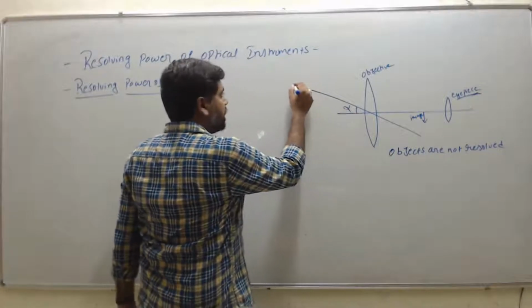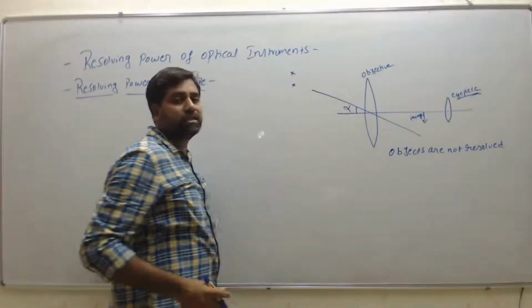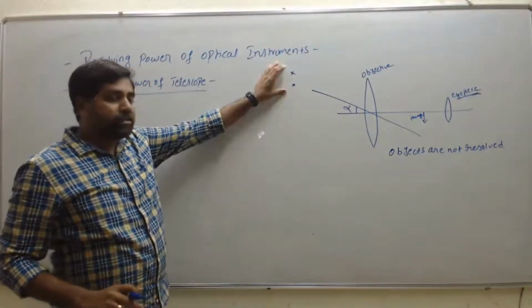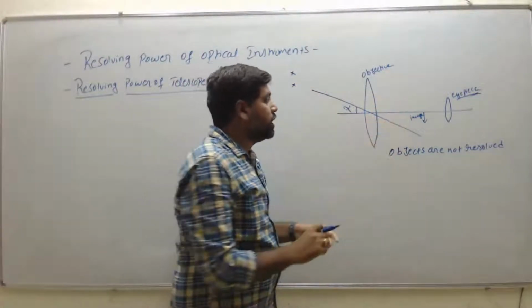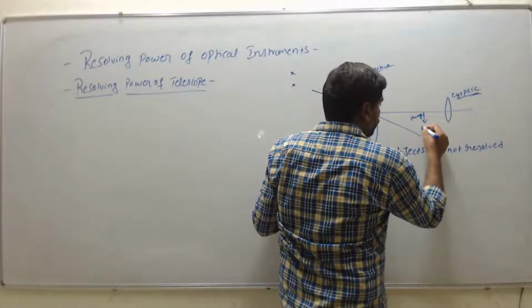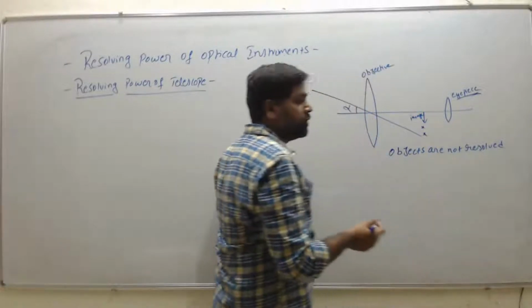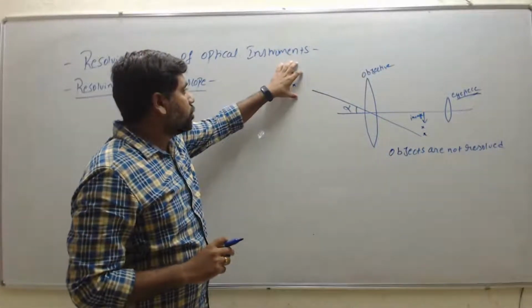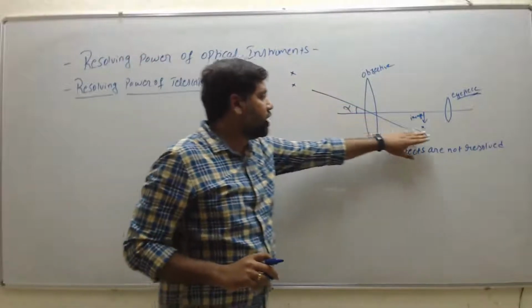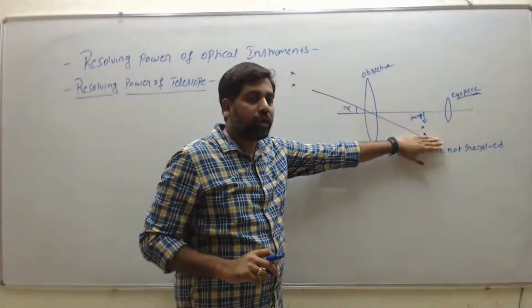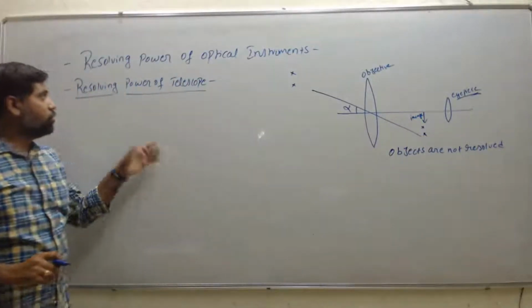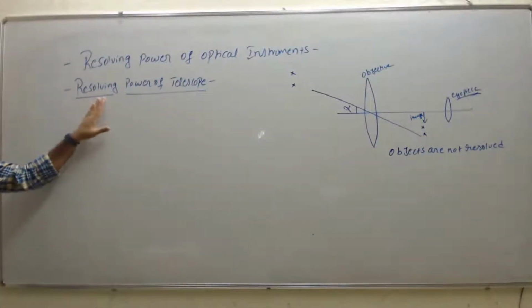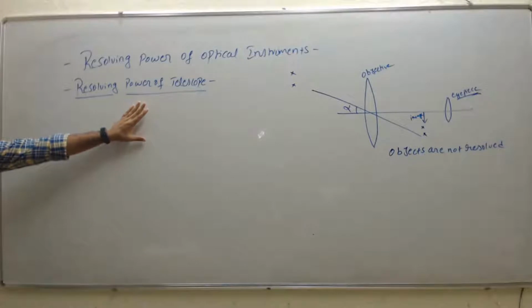If at a farther distance we have two objects seen through the telescope, then we also get two images. If the objects are not resolved, then the two images are also not resolved. So for that purpose we are going to find the resolving power, right?